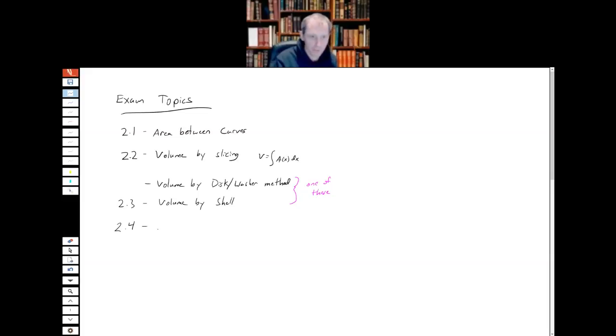2.4 was arc length and surface area. Okay, so let me be specific. Surface area is not going to be on the exam. And for arc length, this formula, right, for arc length will be given on an arc length problem. So you don't have to remember it.